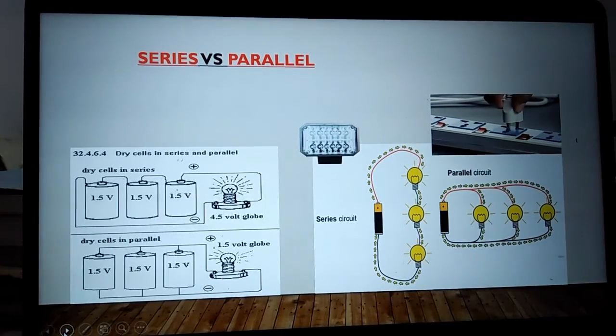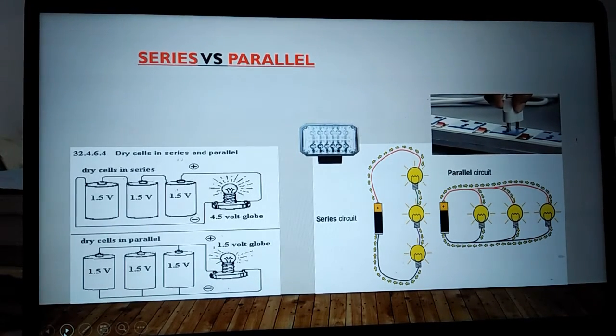Now, students, you must have very well understood what is series connection and what is parallel, right? So in series, we connect the negative terminal of one cell to the positive terminal of another cell, right?